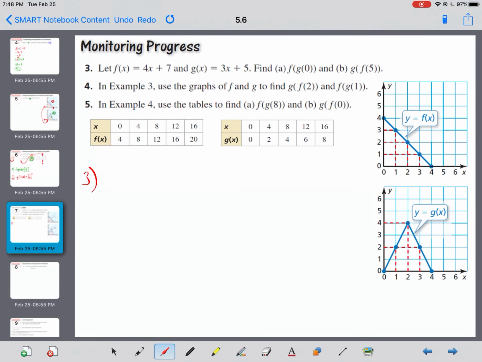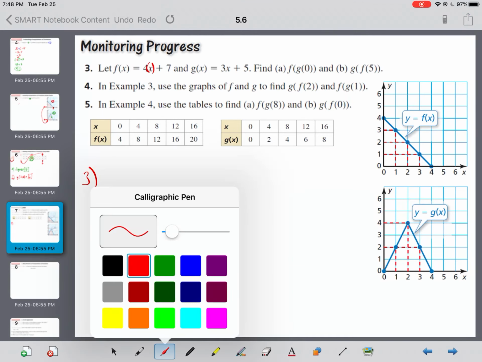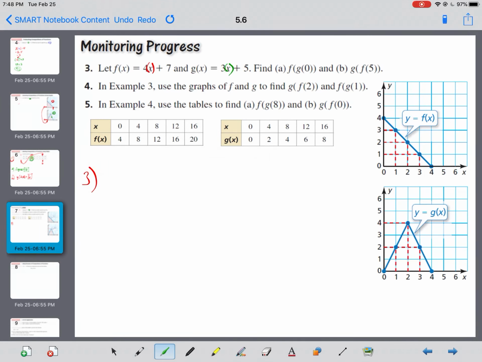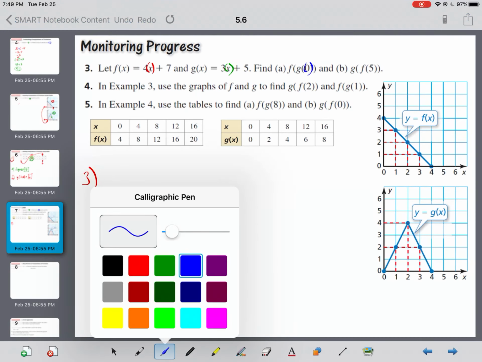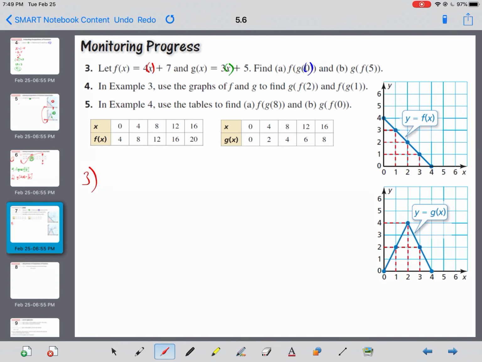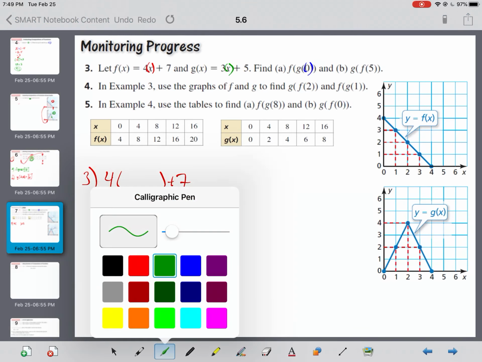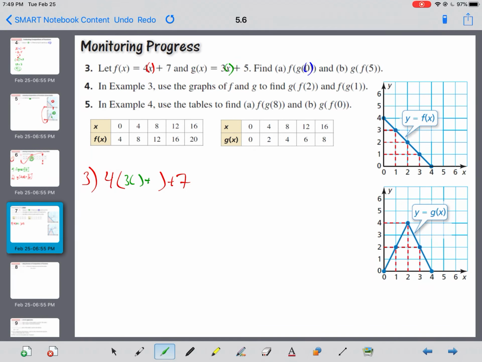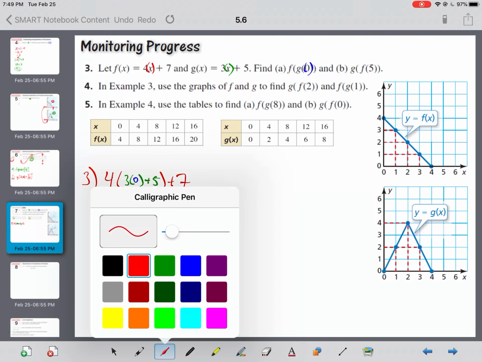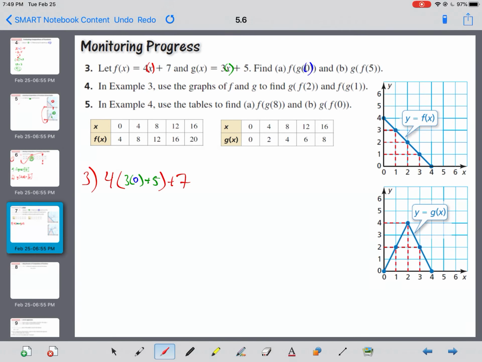All right, let's look at number 3. Okay, so here's F, there's G, and we're going to do that number first. So F of G. Okay, you could even draw it out in this fashion. So I'm going to do 4 times something plus 7. And then I'm going to plug in 3 times something plus 5. And what I'm going to plug in is 0. And then 3 times 0 is 0. 0 plus 5 is 5. 4 times 5 is 20. 20 plus 7 equals 27.